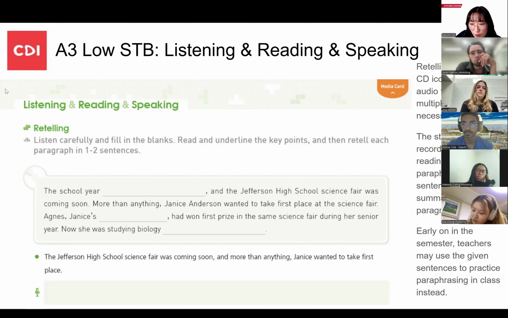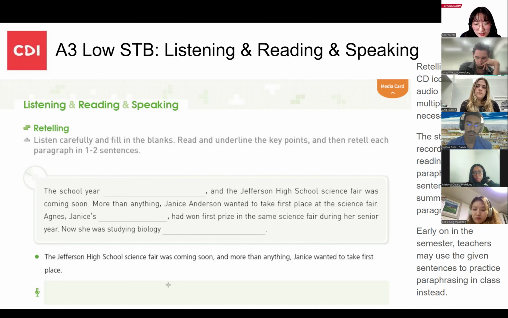So the students should record themselves reading a paraphrased sentence to summarize the paragraph. So after they have filled in all the blanks in this CD paragraph, then they need to paraphrase this paragraph into basically two sentences. So they give you the first one, and then the second one, they need to think of themselves. Earlier on in the semester, especially with the lower levels, it could be difficult for students to understand what paraphrasing is. So make sure you explain that clearly in detail.